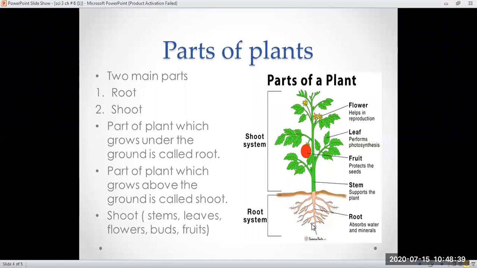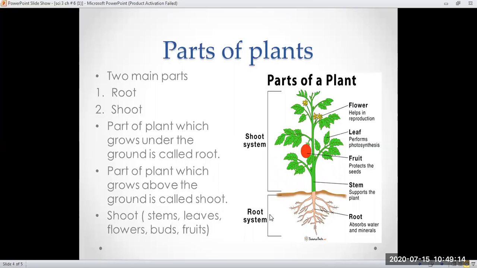The part of the plant which is under the soil, under the ground, is known as the root system. The part of the plant which is above the soil, here is the layer of soil, you can see very clearly, is known as the shoot system. So all the parts of the plant like flower, leaf, fruit, stems and buds collectively come into the shoot system.